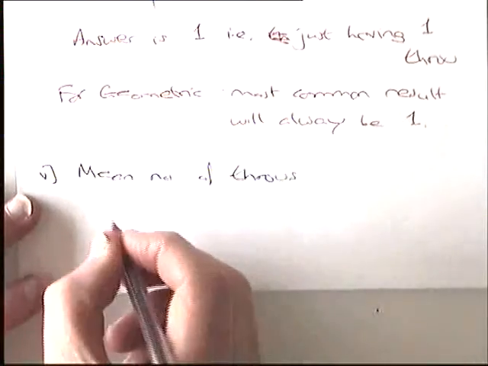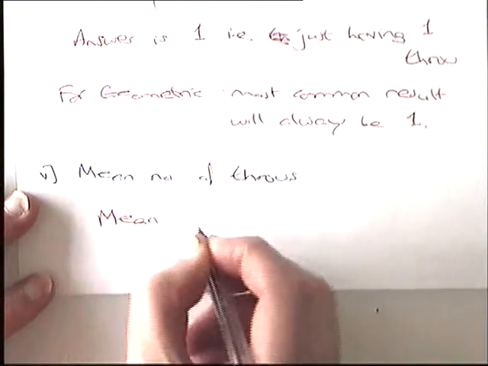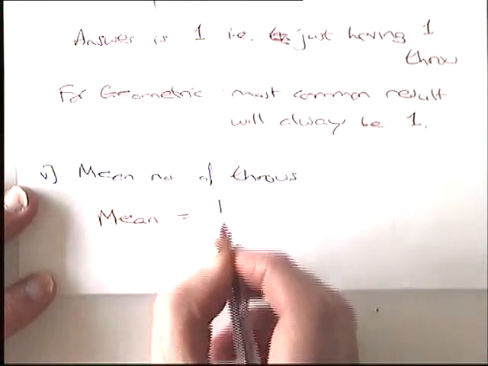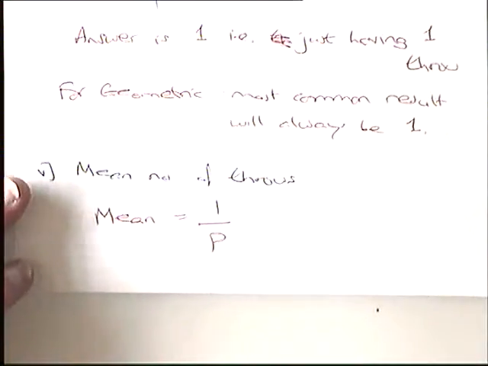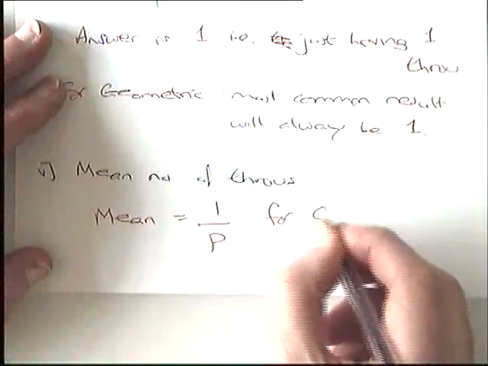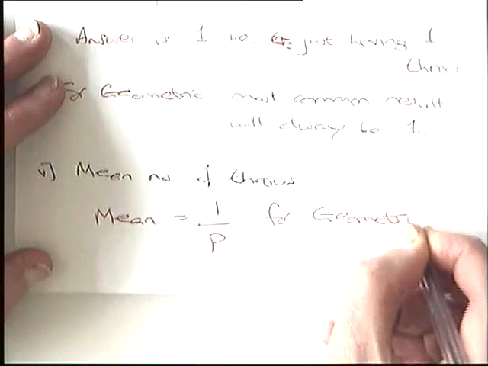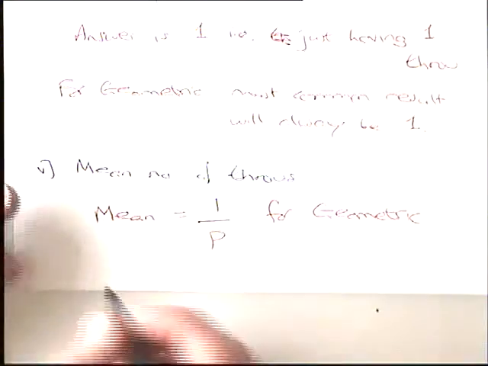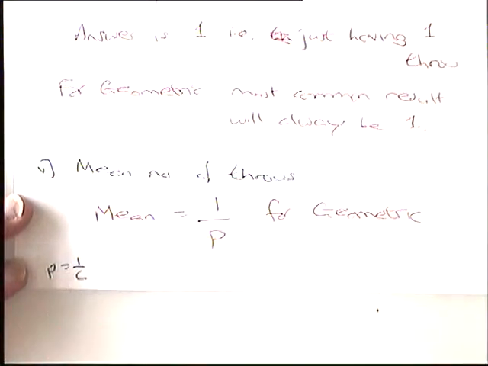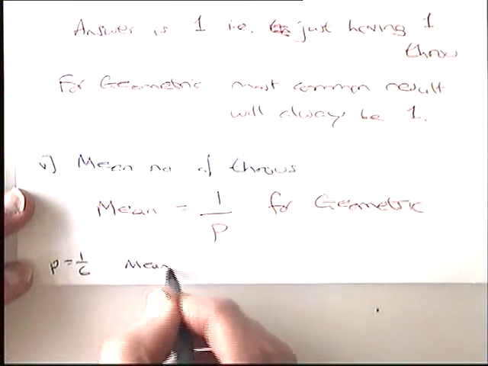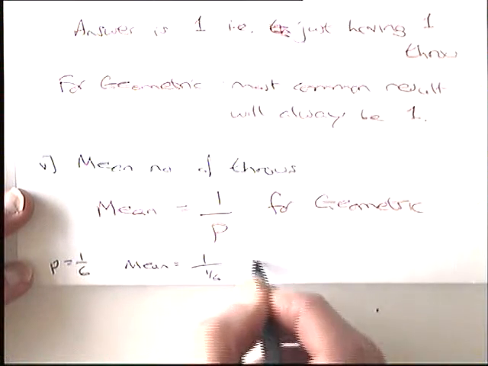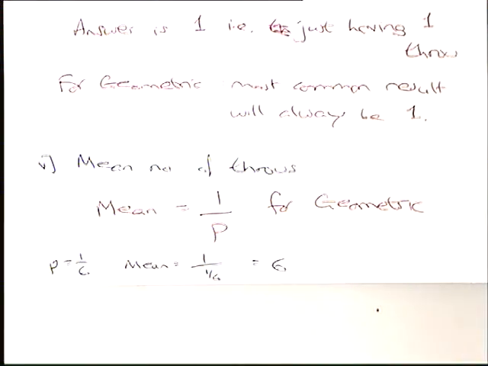So there's a key thing here, red box rule. The mean for any geometric distribution is always 1 over p. That is for geometric. So for our question, where we had p being 1/6, the mean will be 1 over 1/6, which is 6. So the mean number of throws is not the same as the most common number of throws, but then you've come across things before where the mode and the mean aren't the same.